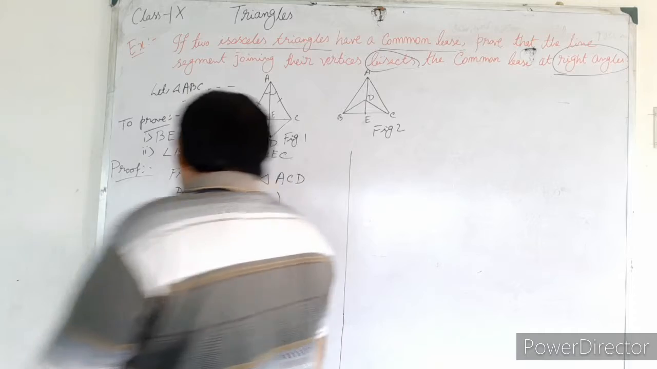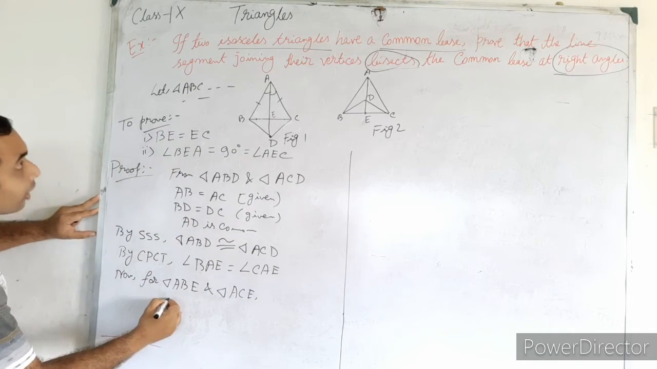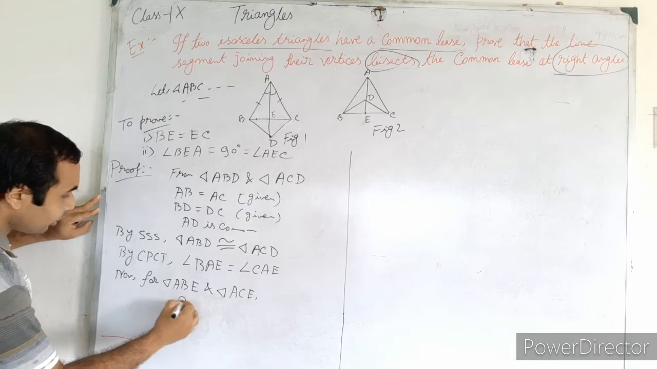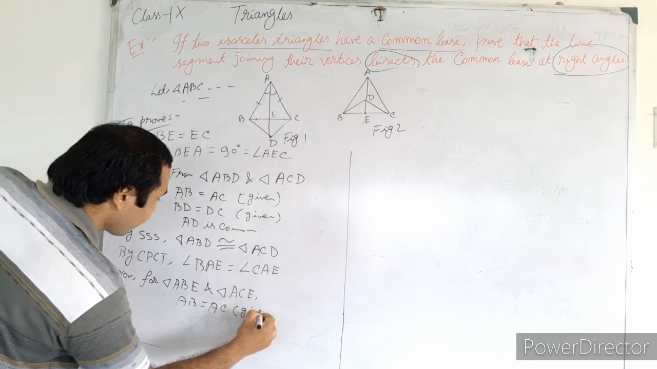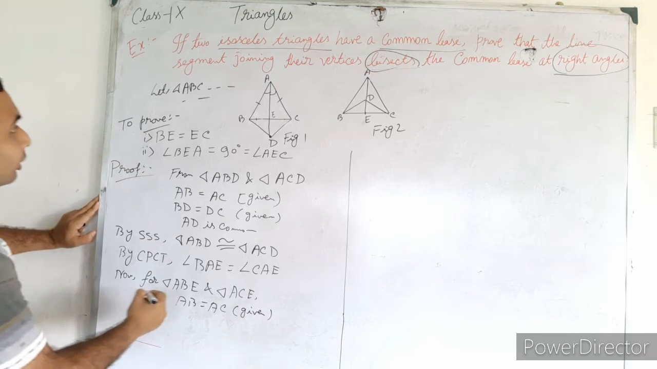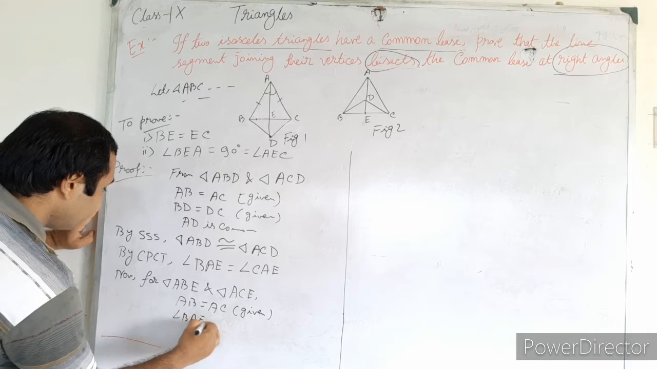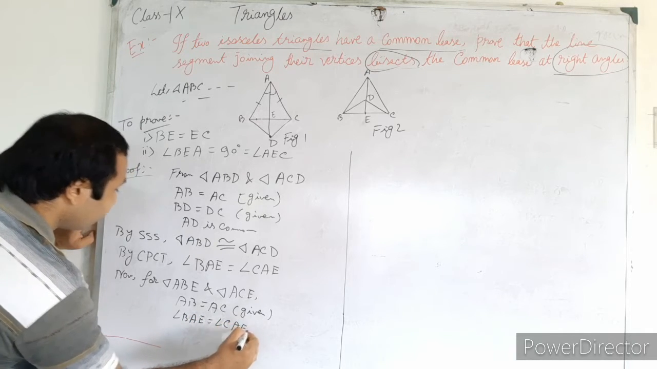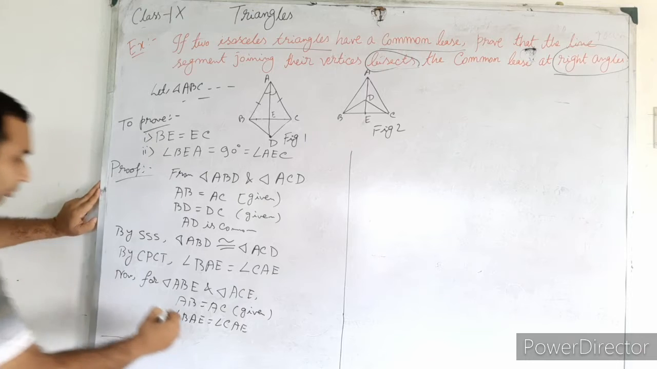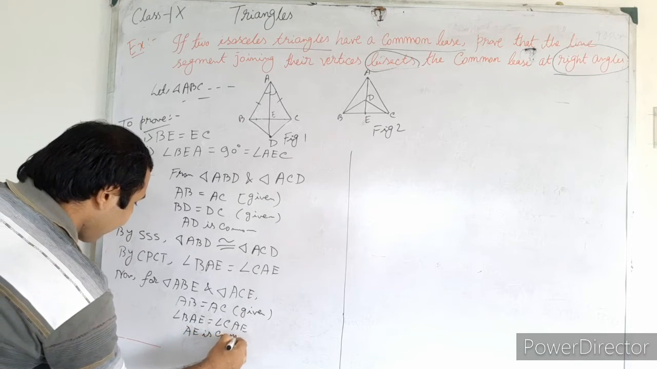Just see. For triangles ABE and ACE, we are getting again AB is equal to AC, it is given, and angle BAE is equal to angle CAE, we have got this one, and AE is common.